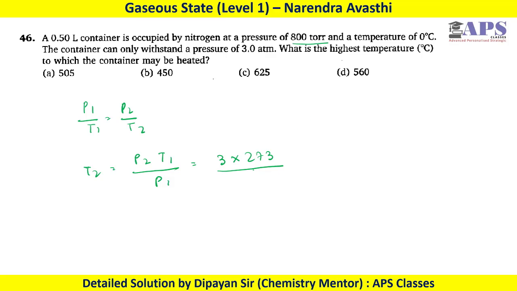So 800 divided by 760. If you calculate this, it is going to be 505 Kelvin. So option A will be the correct option.